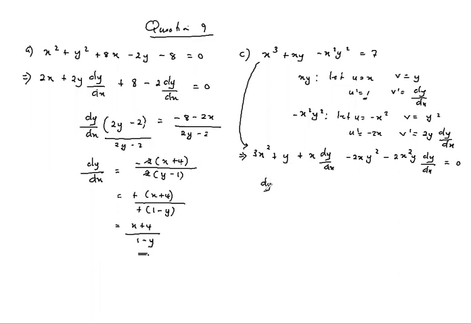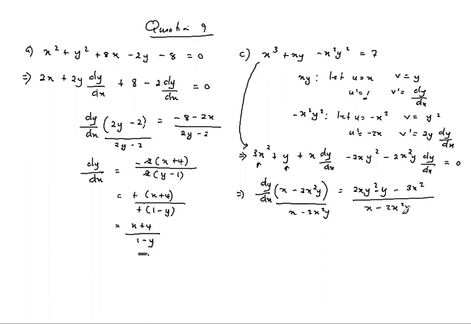Then we put the dy/dx together. What do we get? Here there will be x minus 2x squared y. Then we take the other guys to the other side. So take 2x y squared minus y, minus this 3x squared, then we divide by x minus 2x squared y. So this and that goes. So we get dy/dx is equal to 2x y squared minus y minus 3x squared over x minus 2x squared y.